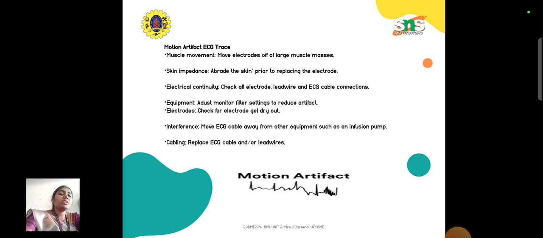And the motion artifact ECG trace is an inevitable one, but we have to check muscle movement, skin impedance, interference and so on, because motion is unpredictable, since we are taking the ECG of a live patient. We can't make the patient stay idle for more than one or two minutes. So obviously the motion and movement will be there, but we have to find some kind of solution.